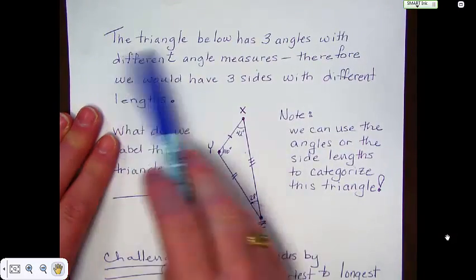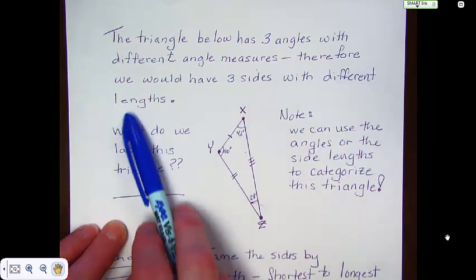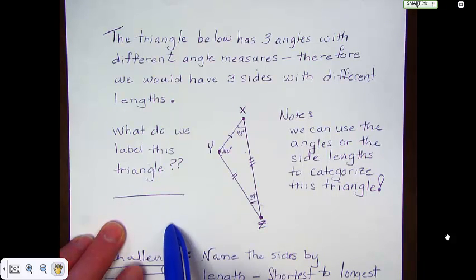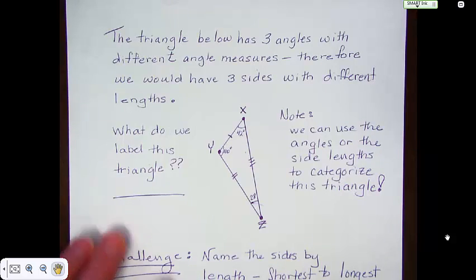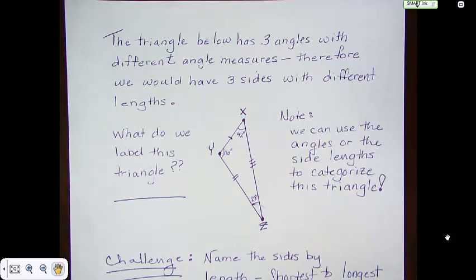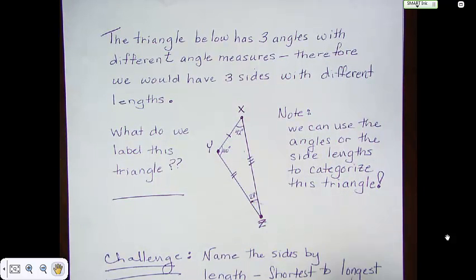Okay, the triangle below has three angles with different angle measures. Therefore, we would have three sides with different lengths. What do we label this triangle? What kind of triangle is it? It's not isosceles, I can tell you that. Okay, and it's not the same as the challenge that we just went over with the sides that were exactly the same length. It has a special name. Now that we know that special name, that's important. The other thing I want you to do is I want you to categorize the lengths of the sides simply from the angles, which we did earlier in my explanation.